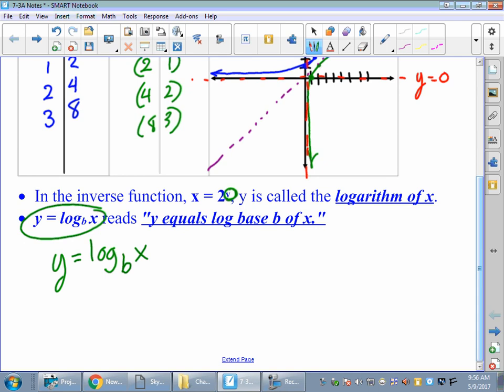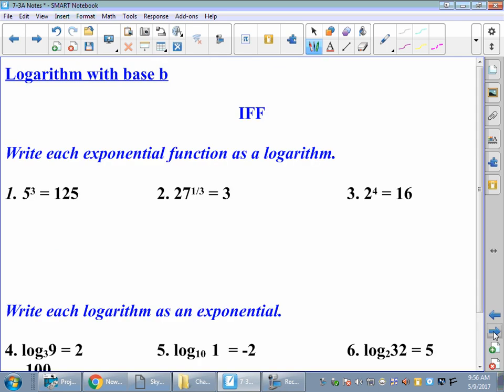So today, all we're going to do is work on changing back and forth, rewriting logarithms in exponential form or in logarithmic form. Now, I do want to clarify that when I say we're writing it in exponential form, we're writing the inverse in exponential form. So from here on out, we're talking about the inverse of an exponential.